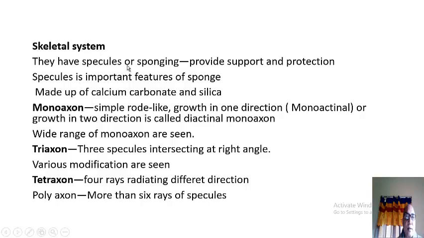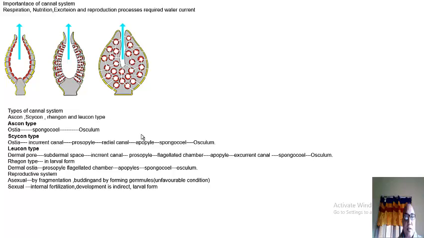This animal has got different types of skeletons: monoaxon, triaxon, and tetraxon. If the pointing end of the spicule is only in one direction, then it's monoaxon. If the spicules grow in 3 directions, they are called triaxons. If it grows in two diagonal directions, making 4, it is a tetraxon. If it's more than 4, it's a polyaxon.